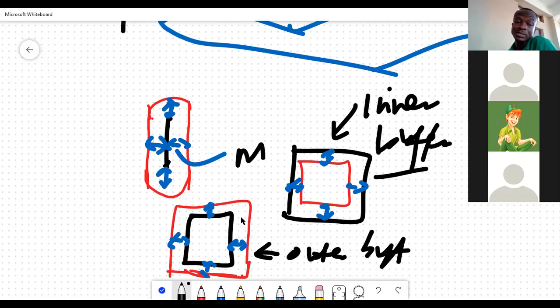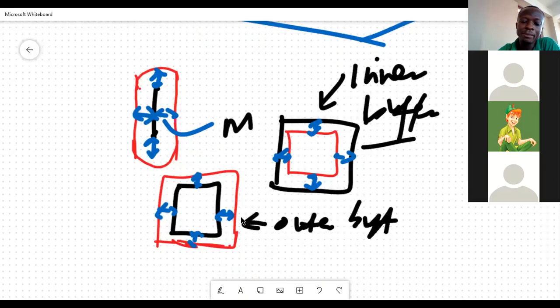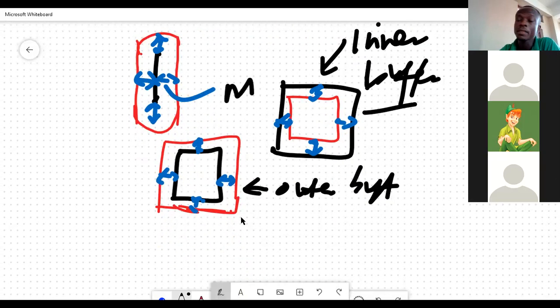Engineers are like problem solvers. I mean, seriously, I don't know what engineers do than to give some wisdom. Would you go for inner buffer or outer buffer in the scenario given?